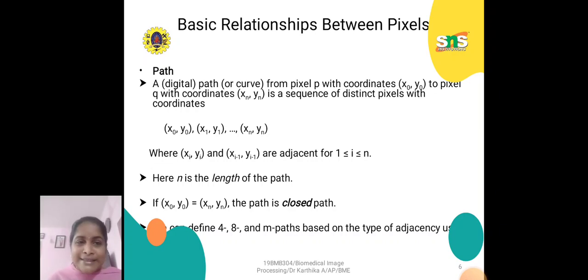And next one is about path. A digital path or curve from pixel P with coordinates x0, y0 to pixel Q with coordinates xn, yn is a sequence of distinct pixels with coordinates (x0, y0), (x1, y1) up to (xn, yn). Here (xi, yi) and (xi minus 1, yi minus 1) are adjacent for 1 less than or equal to i less than or equal to n. Here n is the length of the path. If (x0, y0) equals (xn, yn), then the path is called a closed path. Based on the type of adjacency, we can define 4, 8 and M paths.